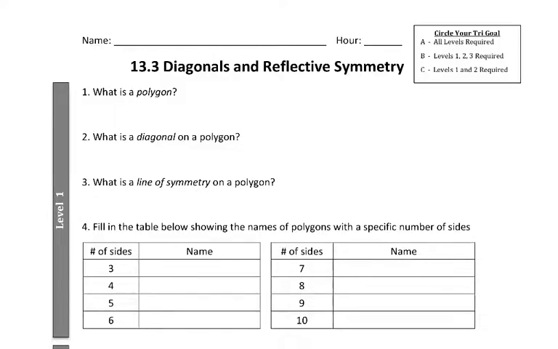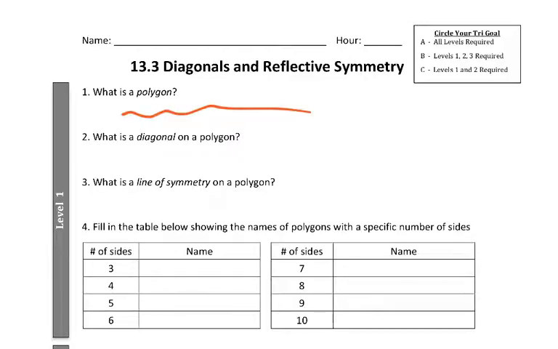We are going to talk about diagonals and reflective symmetries. We're going to do that using some regular polygons, which means we've got to learn a couple of words. First of all, what the heck is a polygon? Well, you guys know me with definitions on here. I'm not going to write these out. It just looks too ugly. But I'll tell you, and you can write it in your own words.